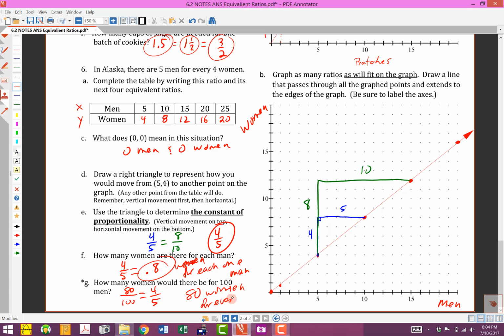for every 100 men. So your assignment is just to kind of explore some of those relationships. And again, some of this might get kind of difficult, some of the fractions or decimals, but do the best you can. Make sure you ask questions, and we'll tie this all together. So this sometimes takes a while to digest.